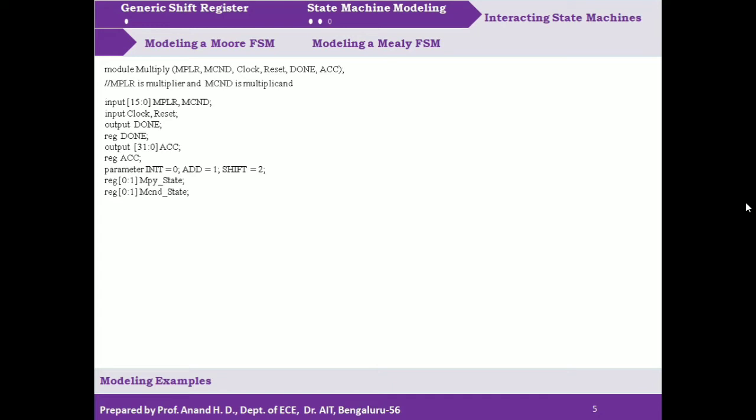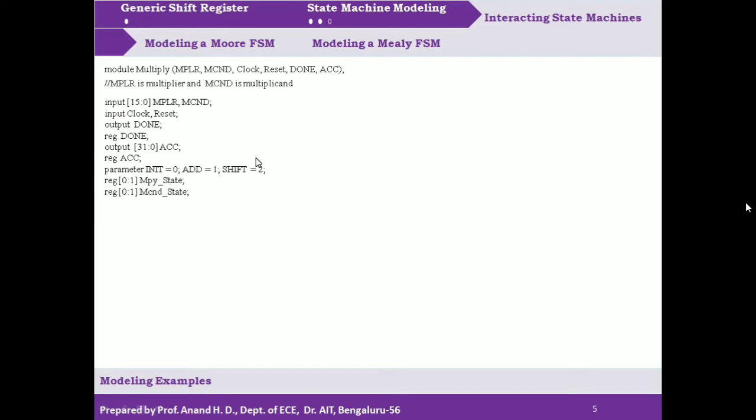Why? Because when we are performing multiplication of two numbers of size 16-bit each, the maximum possible product will be of size 32-bit. So for that purpose we consider the accumulator to be of size 32-bit. Then we have parameters INIT, add and shift. These are the states of our state machine, which will be specified by parameters. This will be the first state, that is why it is equal to 0. Then this is equal to 1 and this is equal to 2.